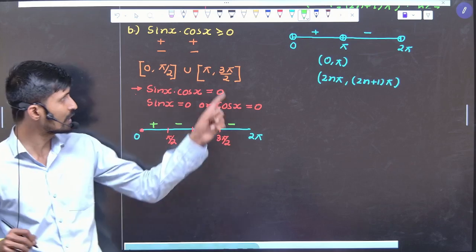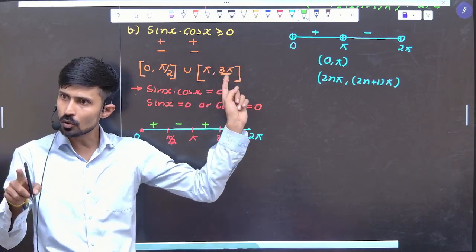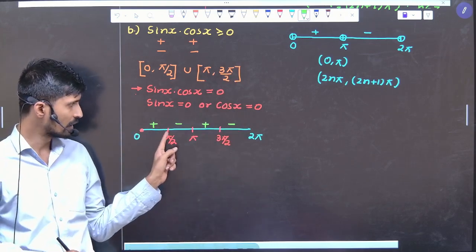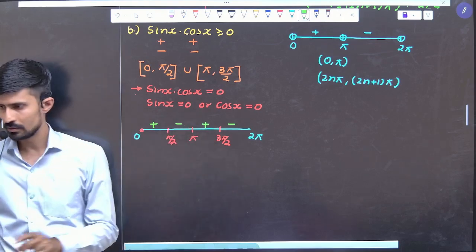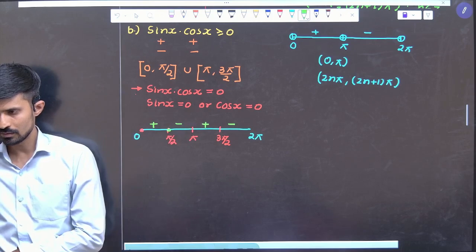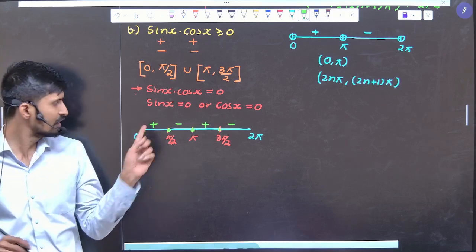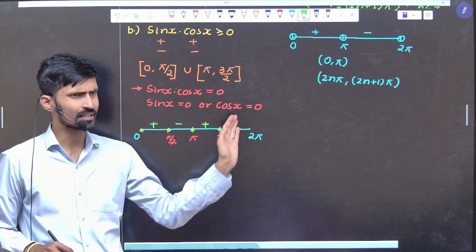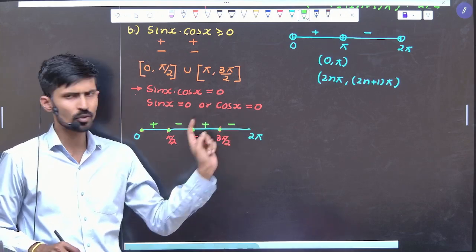Now is there an equals to sign or not? At equals to sign, we put a closed bracket. So where will be the closed bracket? Here, here, here, here. And 0 and 360 are the same, so leave 360. If 360 is there, then we can also put it.